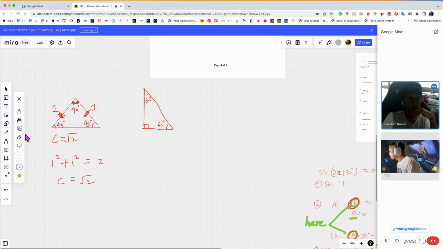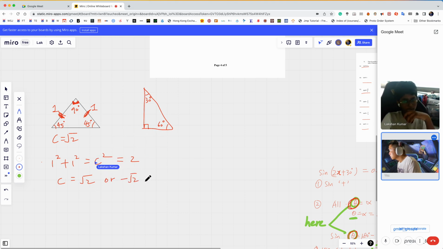So, 1 squared plus 1 squared is equal to c squared, right? So in this case, it's equal to 2, right? So therefore, your c is equal to square root 2. Of course, I ignore the negative one. Okay?